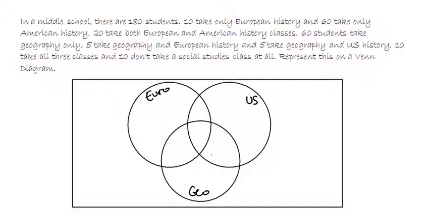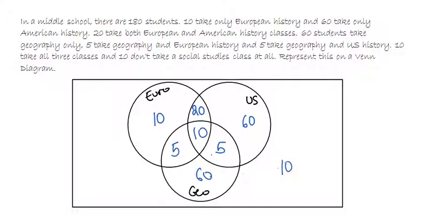So we let 10 take only European history. So that makes 10 students here. 60 take only American history. 60 students there. 20 take both European and American history classes. 20 goes up here. 60 students take geography only. It's a popular class. 5 take geography and European history, 5 here. And 5 take geography and US history, 5 here. 10 take all 3 classes, so the 10 goes here. And 10 don't take a social studies class at all.